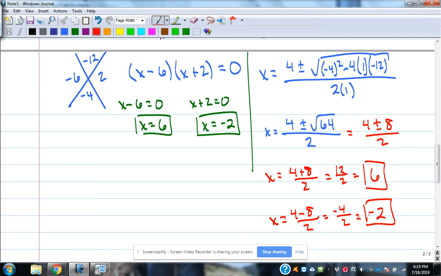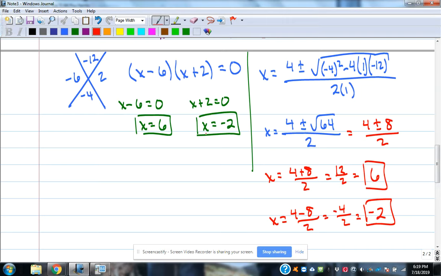Okay. So no matter which method I use to solve that, I'm getting the same two answers. Understand that not every one of them will factor. Sometimes you may have to do the quadratic formula because it won't factor. But it's easy to see that the factoring, if it does factor, is a little shorter, which is why I like doing it when it will.